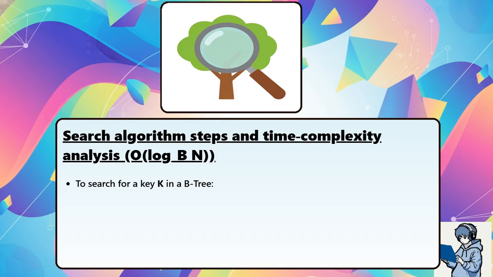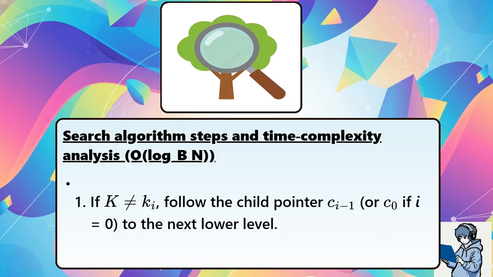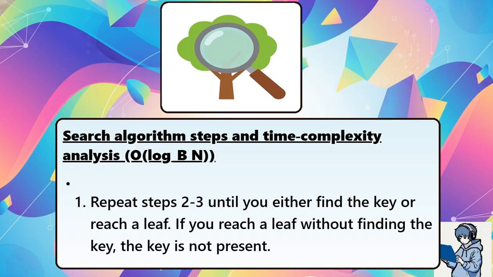To search for a key k in a B tree, start at the root. Inside the current node, scan the sorted key array, often with binary search, to find the smallest index i such that k is less than or equal to ki. If k equals ki, we have found the key and stop. If k is not equal to ki, follow the child pointer ci-1, or c0 if i equals 0, to the next lower level. Repeat steps 2 and 3 until you either find the key or reach a leaf. If you reach a leaf without finding the key, the key is not present.